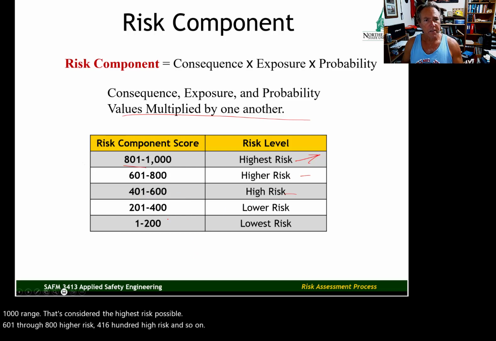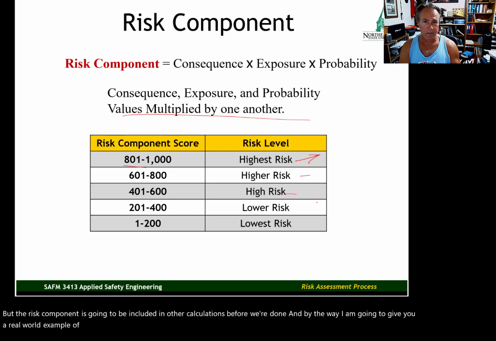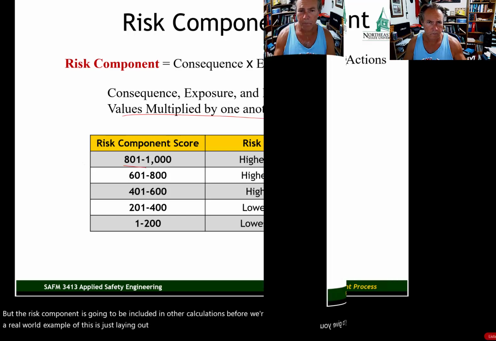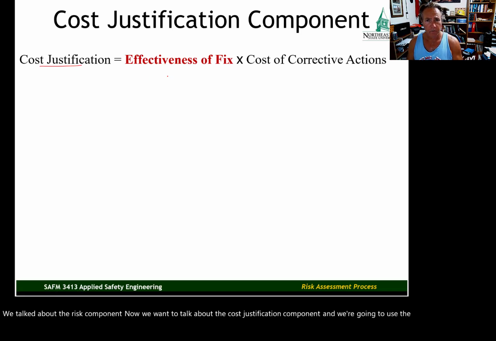But the risk component is going to be included in other calculations before we're done. And by the way, I am going to give you a real world example of this. This is just laying out the method first. We talked about the risk component. Now we want to talk about the cost justification component. Again, we're going to use the risk component and the cost justification component to find a cost justification factor.